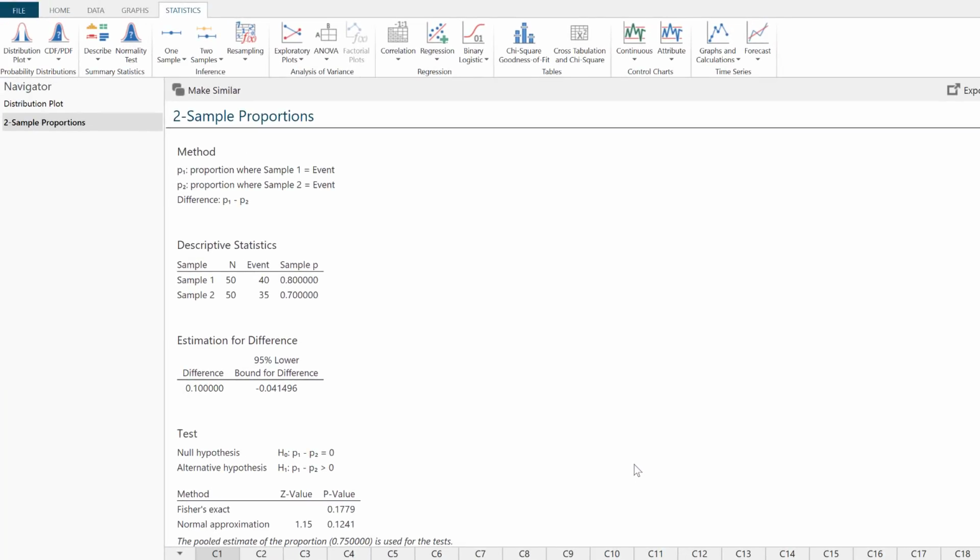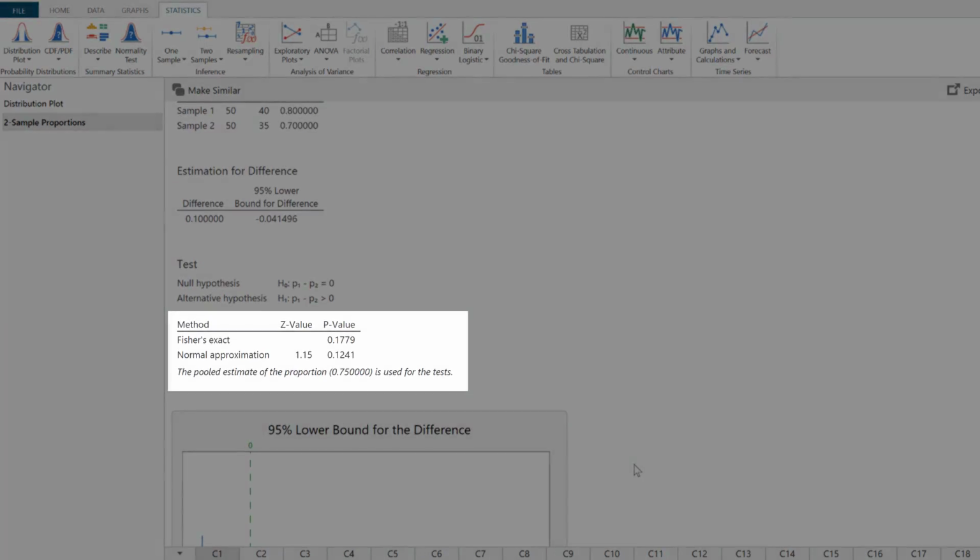Minitab Express, by default, runs 2 hypothesis tests here. You can see the first is Fisher's exact method. This is based on the binomial distribution. You can use this if the assumption of having at least 10 successes and at least 10 failures in each group is violated. When that assumption is met, though, the normal approximation method is often preferred.